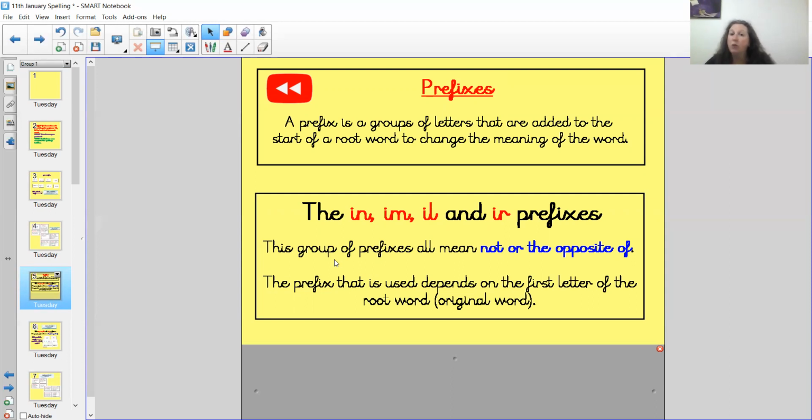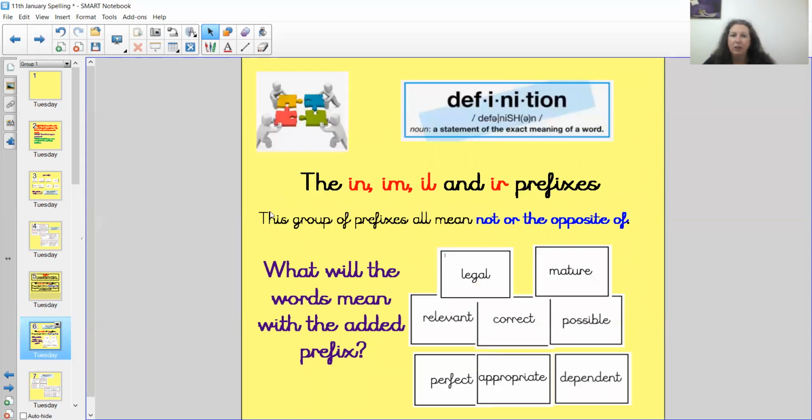So we know that the new meaning of the word when we add our prefix is going to mean the opposite of what they do now. So it's going to mean not. Okay, so let's have a look. This group of prefixes all mean not or the opposite of. So what will these words now mean if that prefix is added?